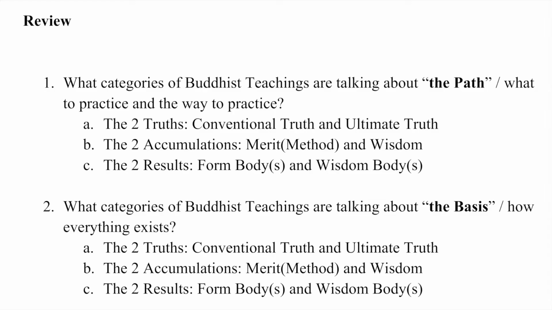Somebody nod. 1. What categories of Buddhist teachings are talking about the path, what to practice, and the ways to practice? A, the two truths, conventional truth and ultimate truth. B, the two accumulations, merit and wisdom. C, the two results, form bodies and wisdom bodies. Which one is talking about the path?